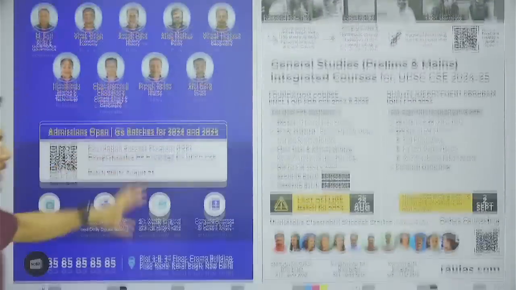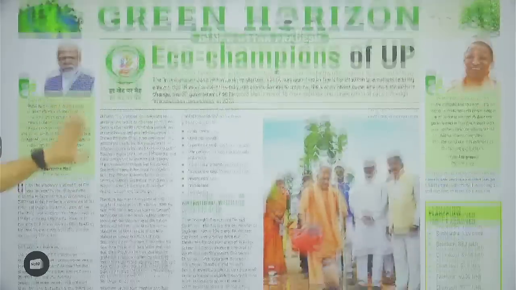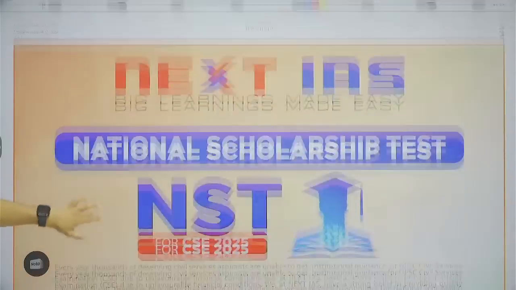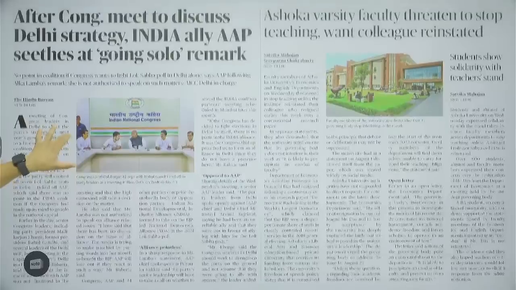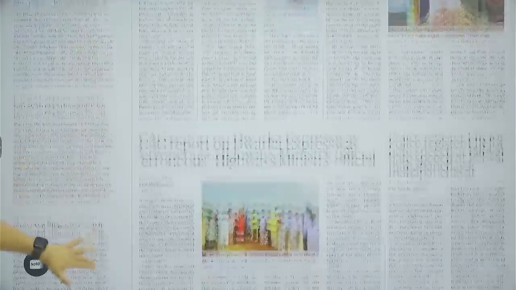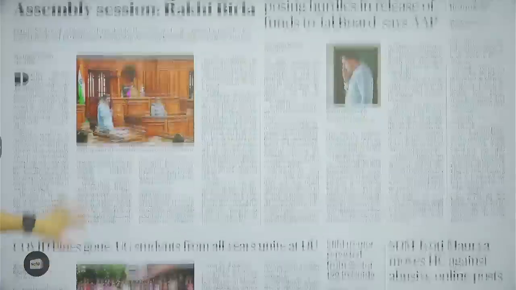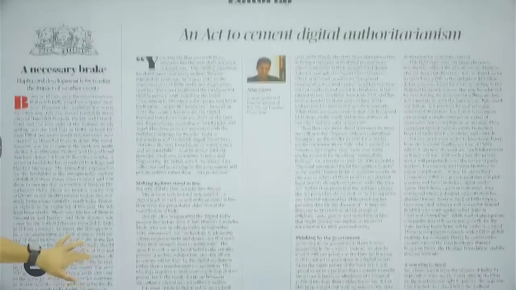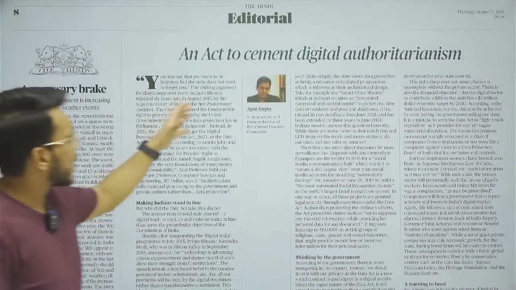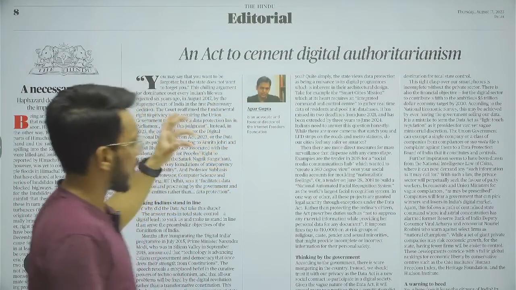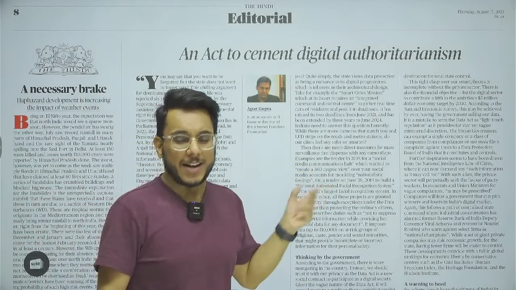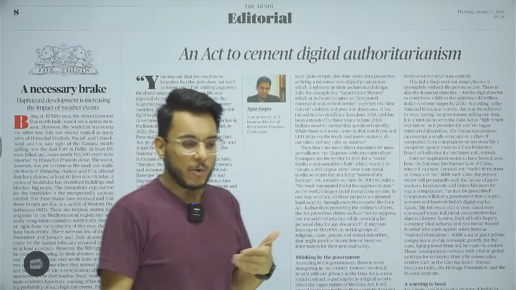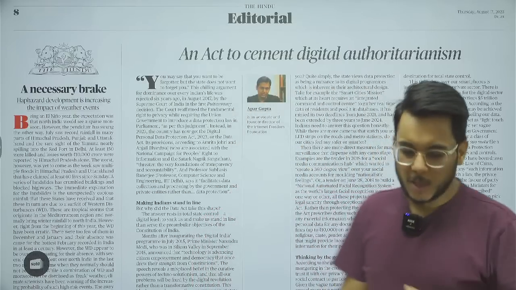Then further we have these advertisements and all such things, not important for the examination. The regional section is filled with advertisements and then there are political issues etc. that have been given. So directly, guys, we will be reaching the editorial page because till then nothing much important has been given. An Act to Cement Digital Authoritarianism. We'll take this particular article for the exam and we'll see what important substance has been given in it.